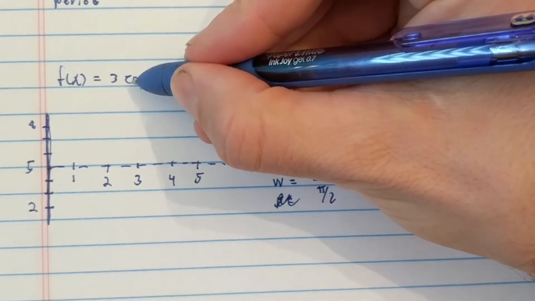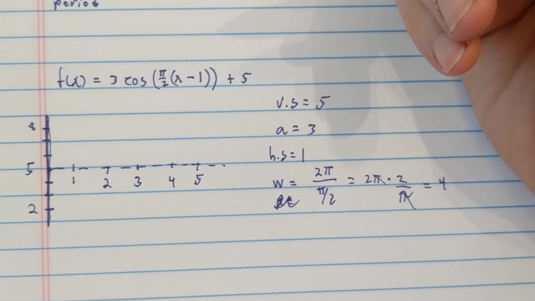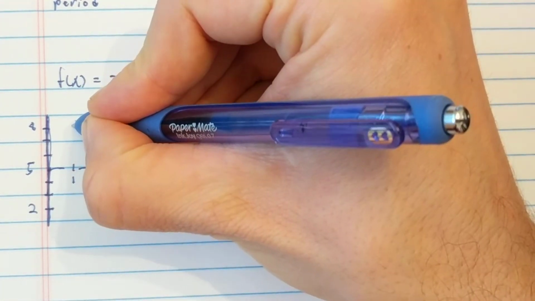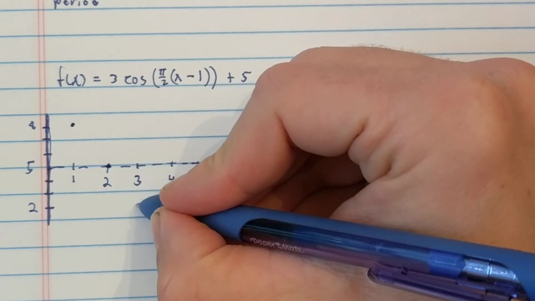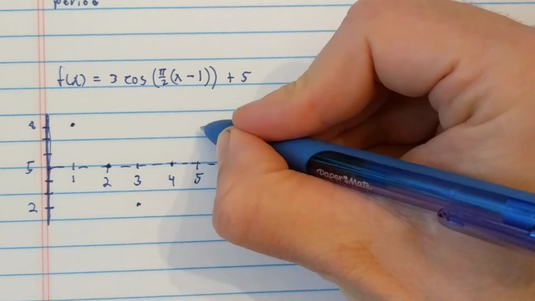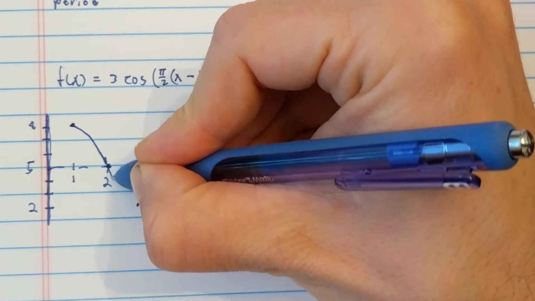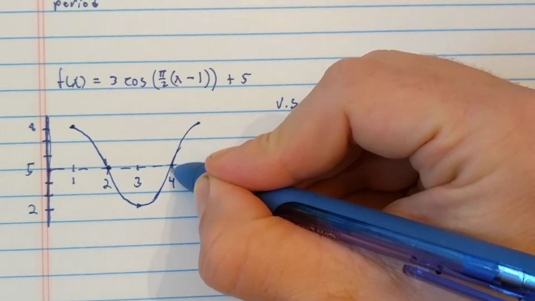Now, this is a cosine, and as you know from your unit circle, your cosine function starts at the top. So we're going to start at the top, go to the middle, go to the bottom, go to the middle, and end at the top. And so this is a single wave of our cosine function.